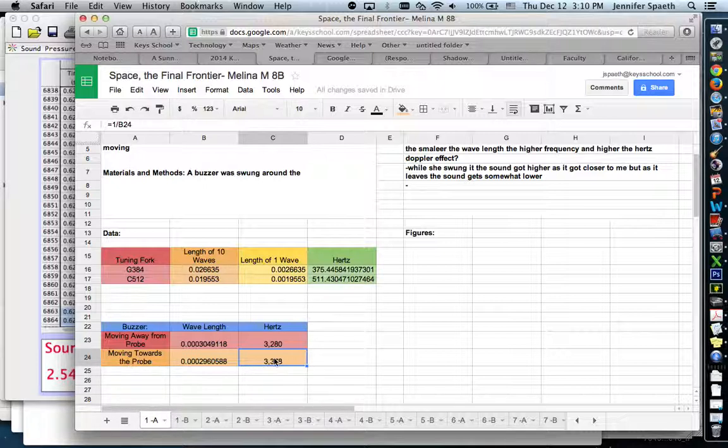And you can see that the pitch is higher as the buzzer's moving towards the probe than it is when it's moving away. So that's what you're writing about in this. So I hope that helps a little bit, reminding you of the numbers and what we did. Good luck doing your homework.